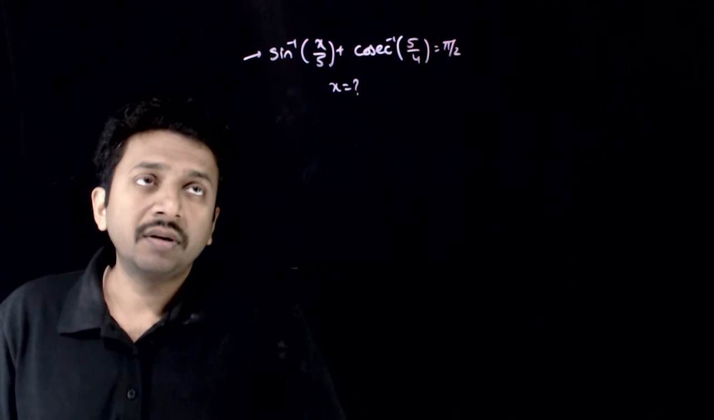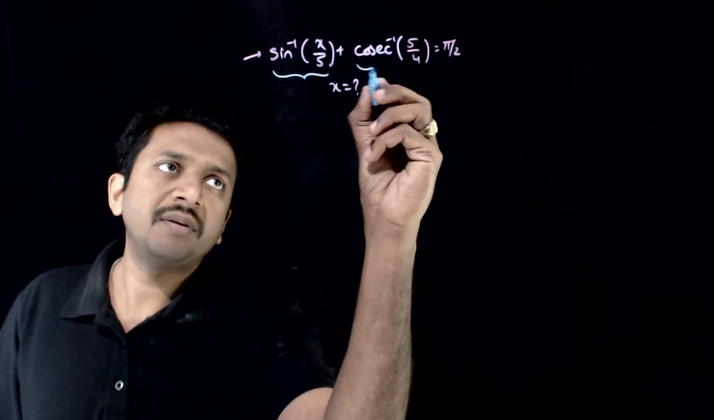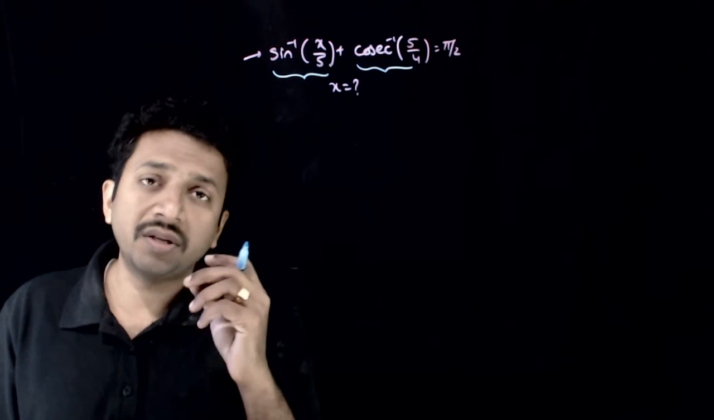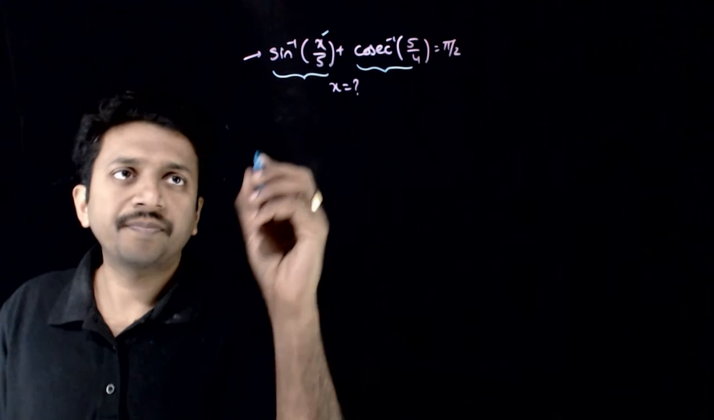So welcome students. In this question, given sine inverse of x by 5 plus cosecant inverse of 5 by 4 is equal to pi by 2. In that case, you are asked to find the value of x.